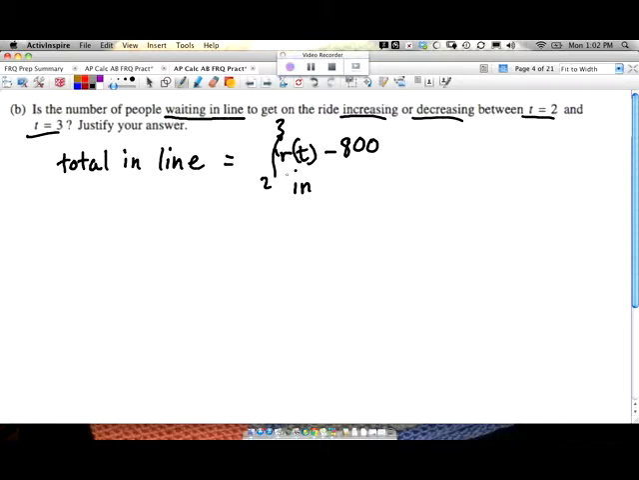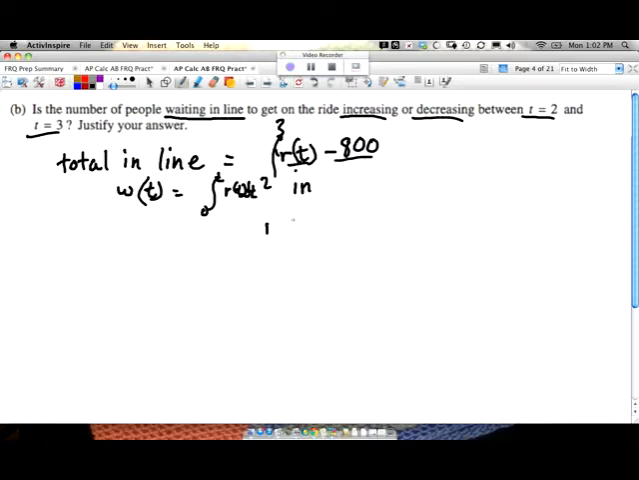And you might be thinking, okay, so how would I figure out if this is increasing or decreasing? Well, if I were to take the antiderivative of this, then how much would I get here? So the total waiting in line, that's a function. Let's call this the total waiting in line. We'll call that w of t equals the integral from 0 to t of r of t dt.